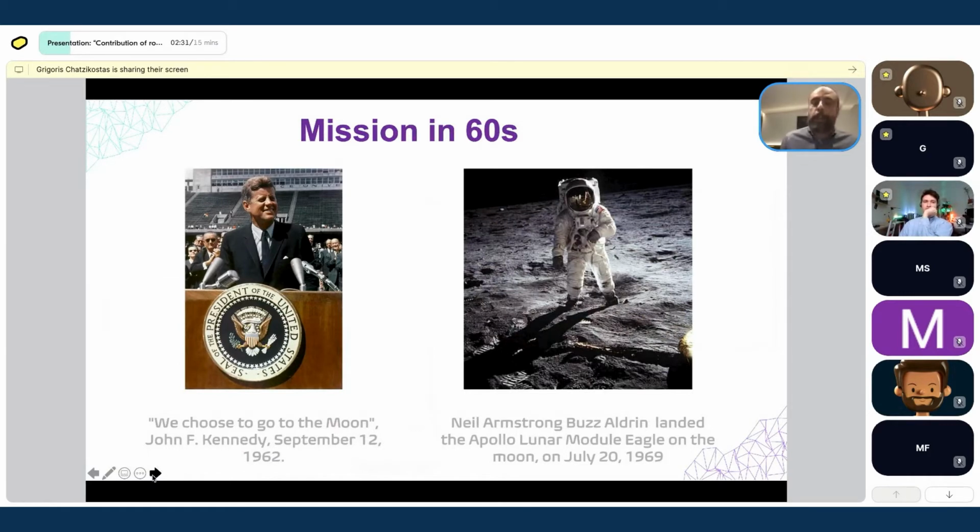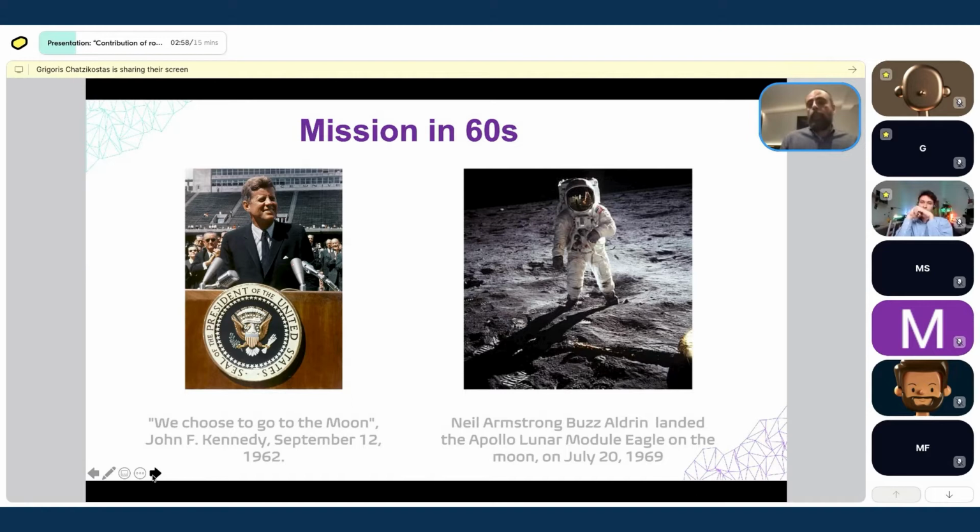And this started a little bit before I was born. I'm not that old. It started in the beginning of the 60s when President Kennedy announced that our mission is by the end of the decade to go to the moon. And this was one mission that was really accomplished, because on the 20th of July in 1969, Neil Armstrong and Buzz Aldrin really landed on the moon. And Neil Armstrong really walked on the moon.